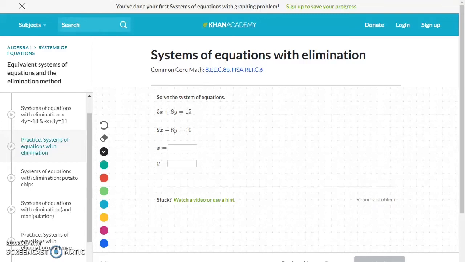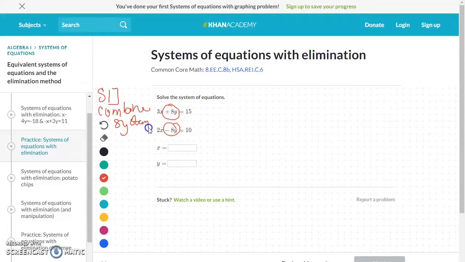Here we have another example of systems, but this time we're going to solve this system of equations with elimination. As you recall before in another example, a system of equations is two or more equations that you solve at the exact same time. I'm identifying that if you notice, the y values have the exact same coefficient but opposite signs.